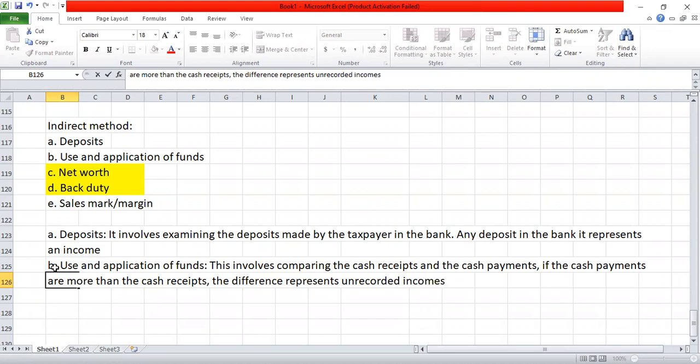So that is the use and application of funds. You only compare your cash receipts and the cash payments. If the cash payments are more than your cash receipts, it means there is some income that was not recorded, because you cannot sell 1 million and pay 2 million. It is impossible. So anything that is different represents an income that wasn't recorded. That is the use and application of funds.